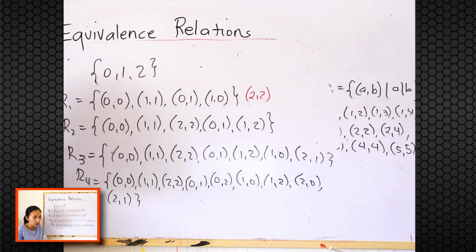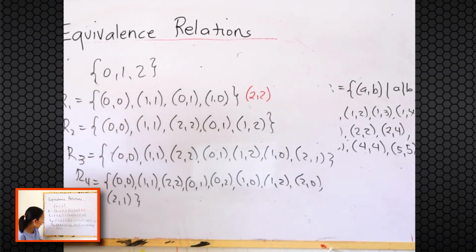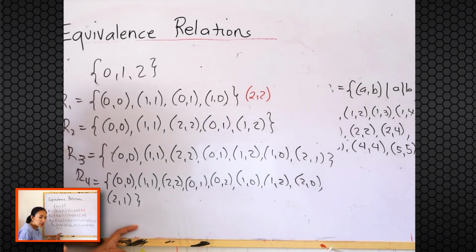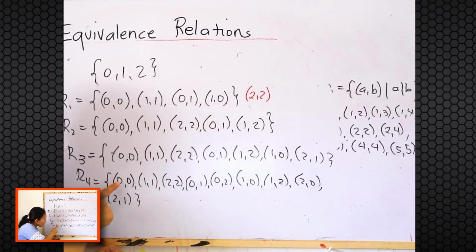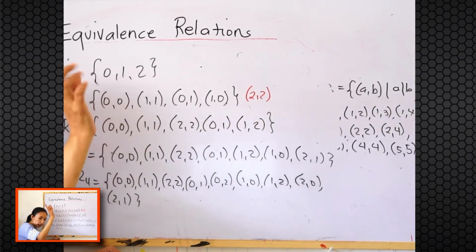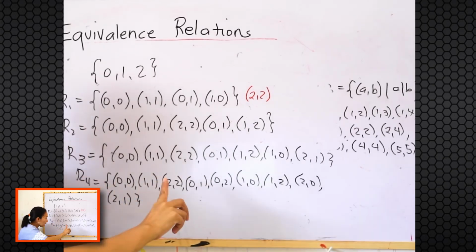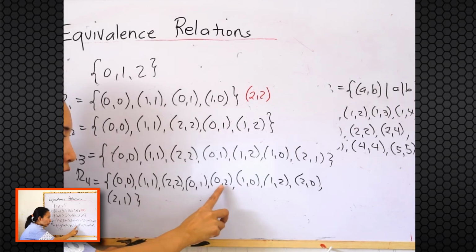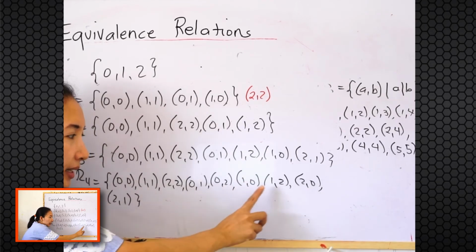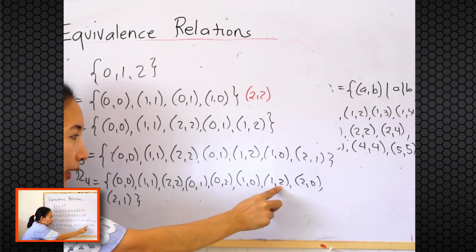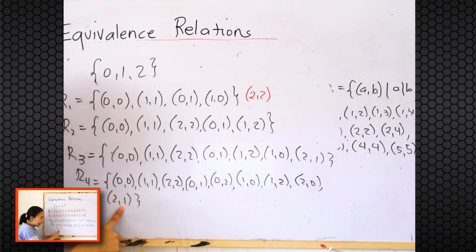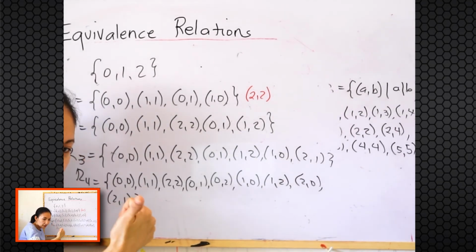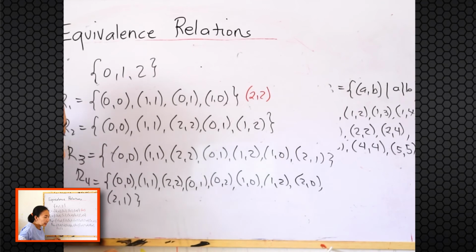Now we move on to the last one. First, check on reflexivity: (0,0), (1,1), (2,2). Reflexive, check. Symmetry: (0,1), (1,0). There. (0,2), (2,0). There it is. (1,2), (2,1). So, symmetry is satisfied. So, reflexivity, symmetry, and last, transitivity.